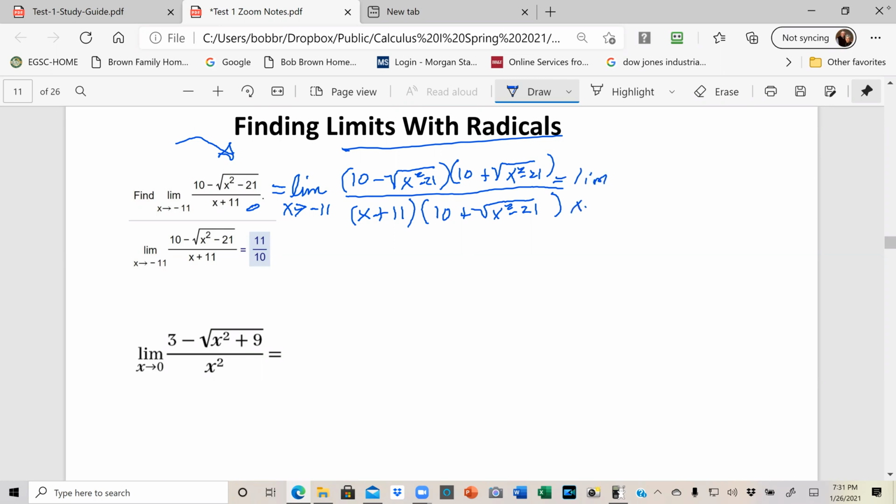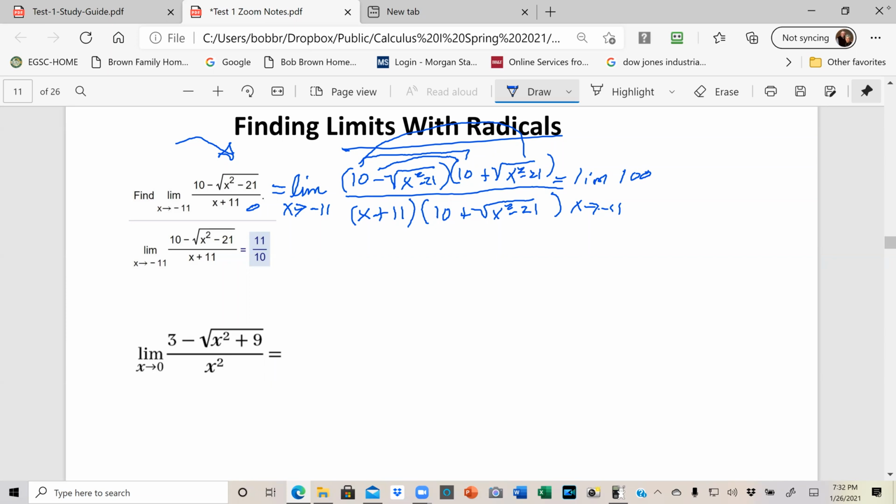The limit as x approaches minus 11. Now we're going to just FOIL it. The first is going to be 10 times 10, which is 100. And now without writing the outside and the inside, just look: the outside is going to be 10 times the radical. The inside is going to be minus 10 times the radical, and they will always cancel out, okay?